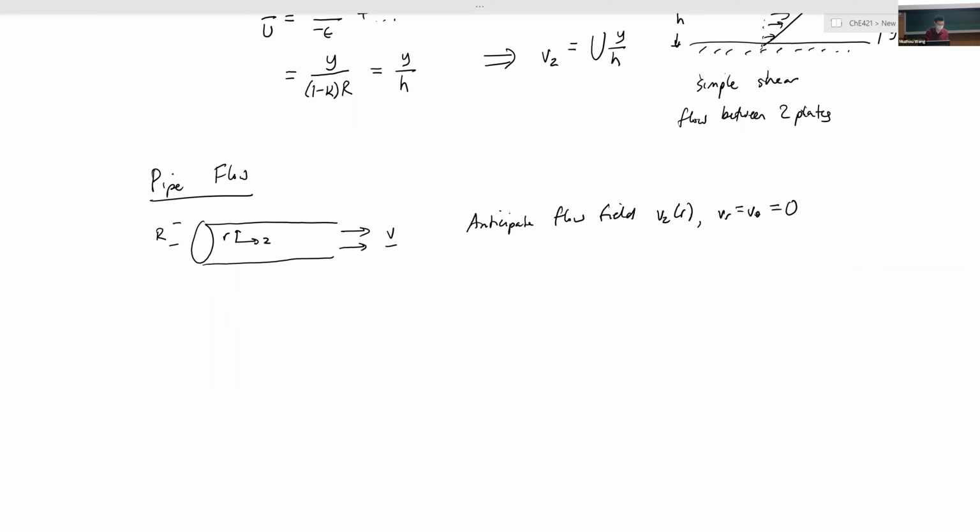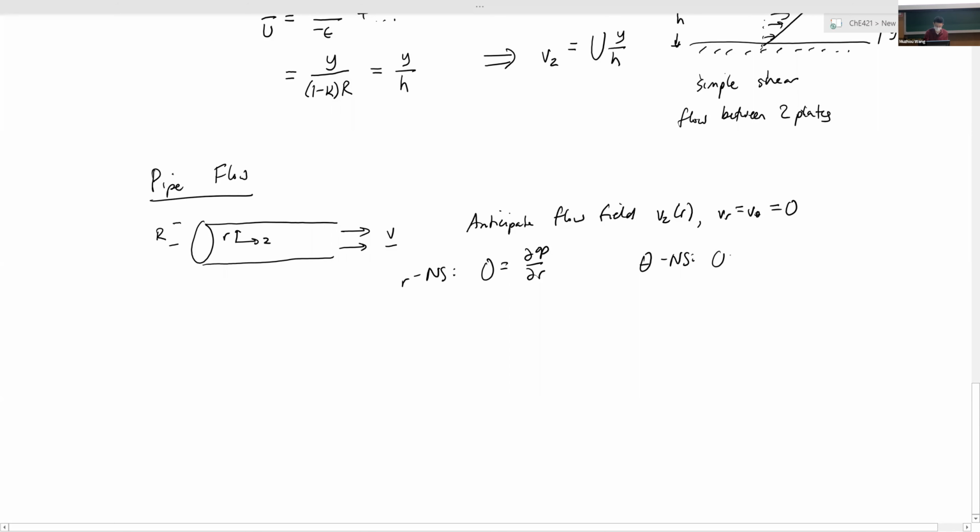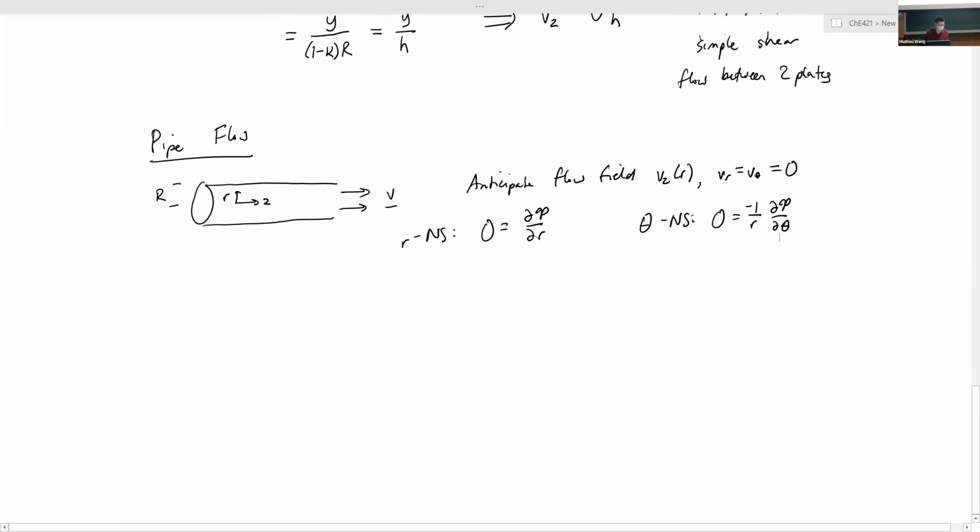For this one, let me write out some of the other components of the Navier-Stokes equation. The r component of the Navier-Stokes equation reduces down to something like this, and the theta component reduces down to something like this. This is the curly P that takes into account the body forces and so on; hopefully it shouldn't be too foreign to most of you. The z component of Navier-Stokes is the one where all the action is, because that's the direction that the fluid is flowing. That looks something like this.